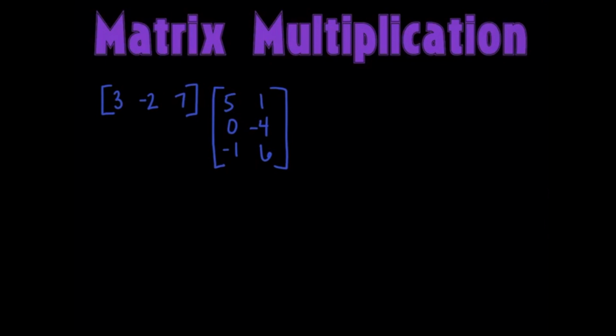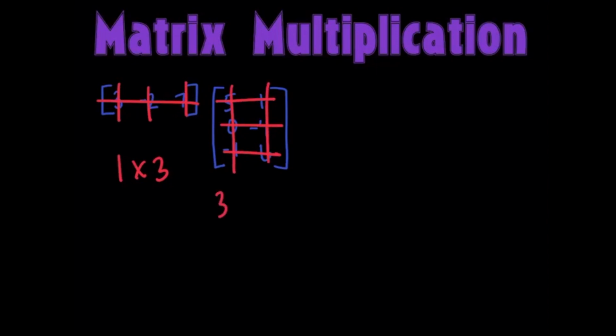The reason we are able to do this is because let's look at the sizes of these matrices. So this matrix is 1 row by 3 columns. So this is a 1 by 3. And this matrix here is a 3 row by 2 column matrix, 3 by 2. So as long as these numbers are equal, you are allowed to multiply them together.